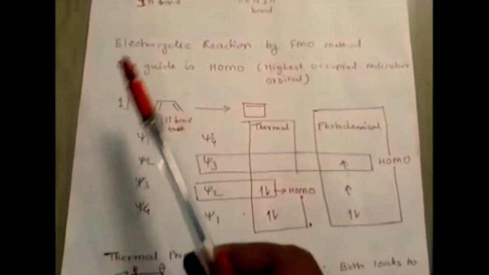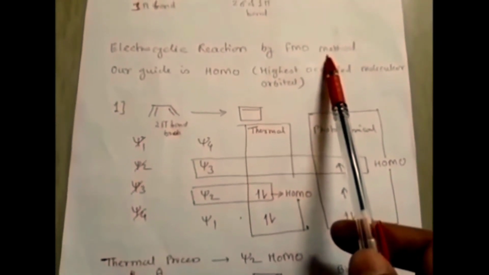One electron is present in this orbital, so this is the highest occupied molecular orbital, whereas this one is the lowest vacant molecular orbital. So this is HOMO and this is LVMO. Now let us discuss electrocyclic reaction by the FMO method. Remember, my dear friend, here our guide is HOMO, the highest occupied molecular orbital.